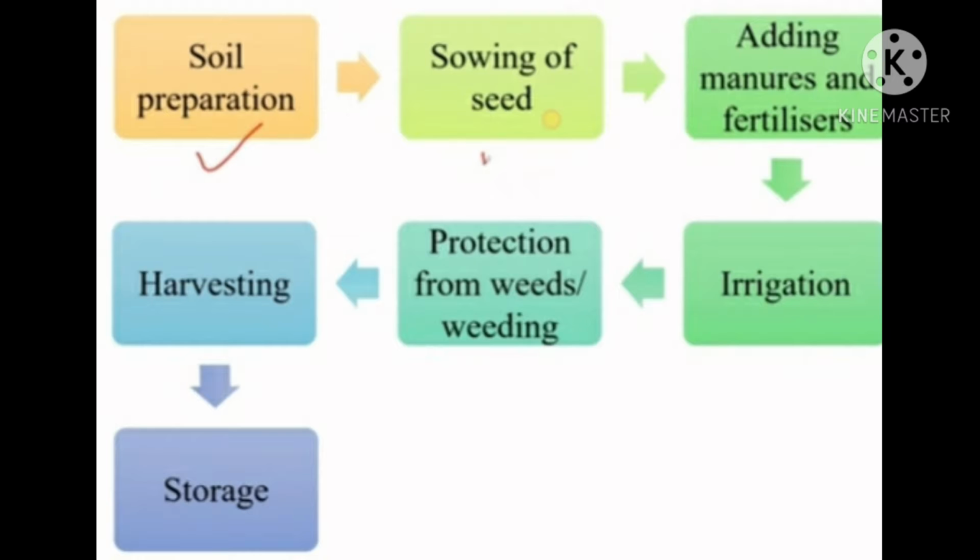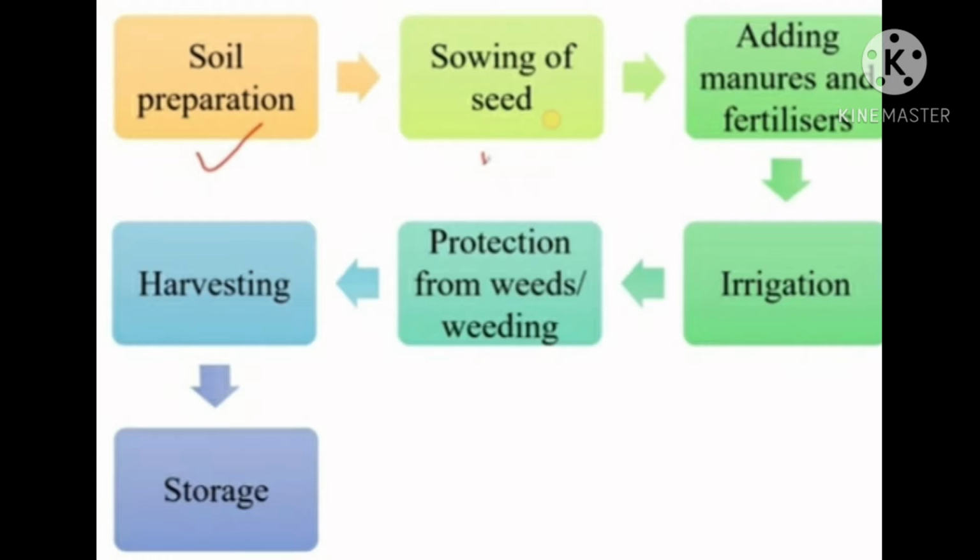Dear students, in our last class we discussed lesson 1, crop production and management, right? In that we discussed different agricultural practices. What all are they that we discussed? We discussed soil preparation, sowing of seed and adding manures and fertilizers, right? Now we can check what the fourth method of agricultural practices is.